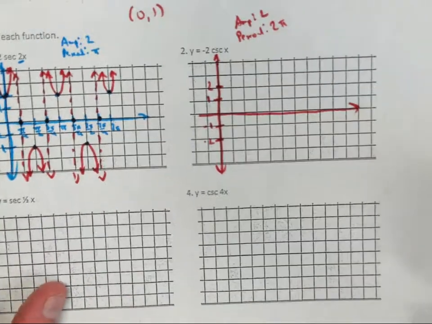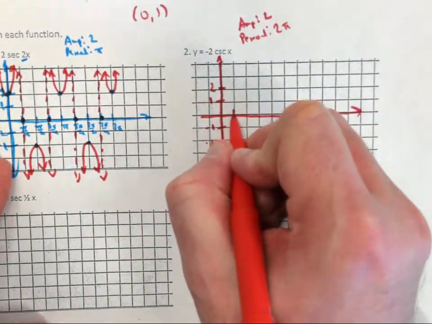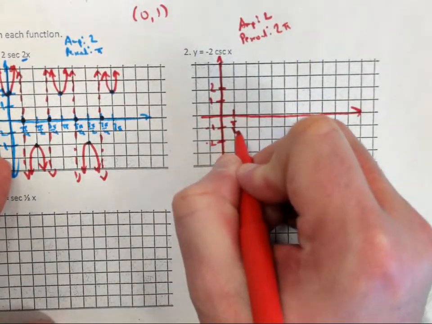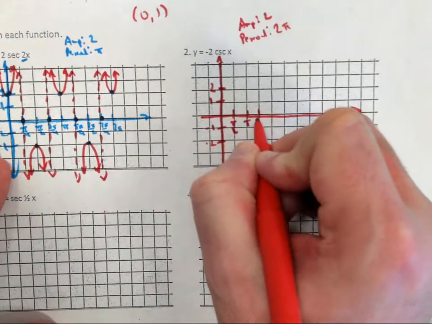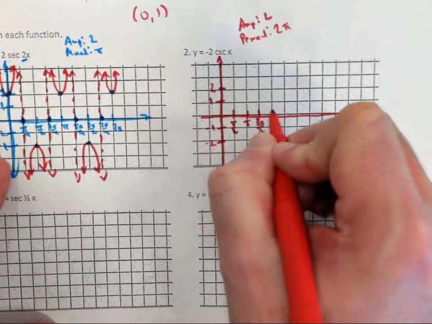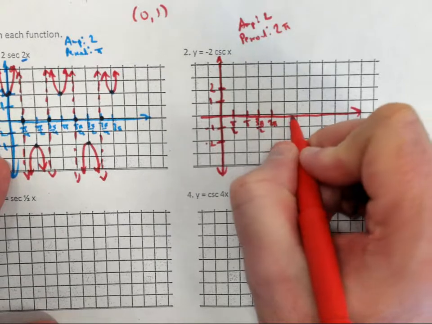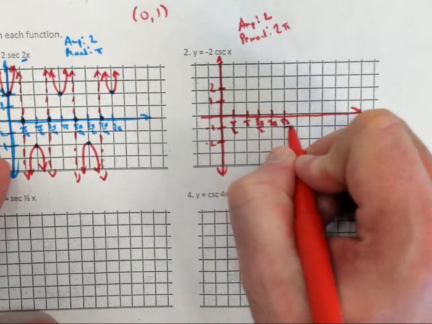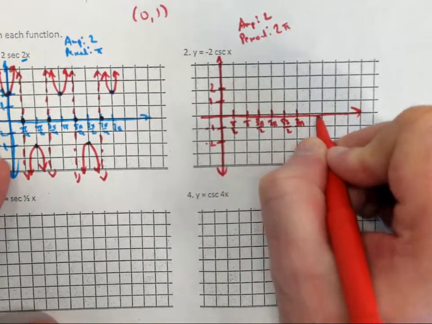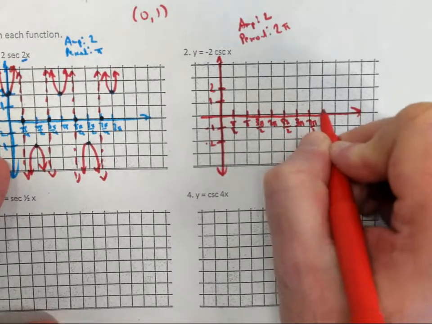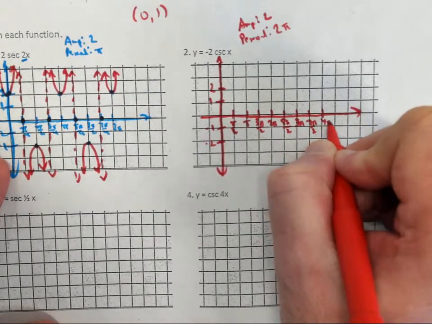Take my 2 pi and divide it by 4. That gives me pi over 2, pi, 3 pi over 2, 2 pi, 5 pi over 2, 3 pi, 7 pi over 2, and 8 pi over 4, which is 4 pi over 2.